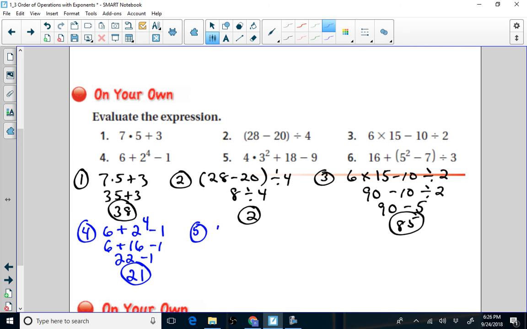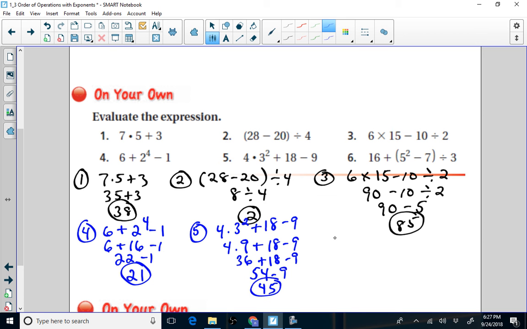Problem 5. 4 times 3 squared plus 18 minus 9. My exponent has to be done before multiplication. So this becomes 4 times 9 plus 18 minus 9. Multiplication has to be done before addition or subtraction. 4 times 9 is 36 plus 18 minus 9. Addition and subtraction we do from left to right. So 36 plus 18 is what? 54 minus 9. That's going to be what? 45.